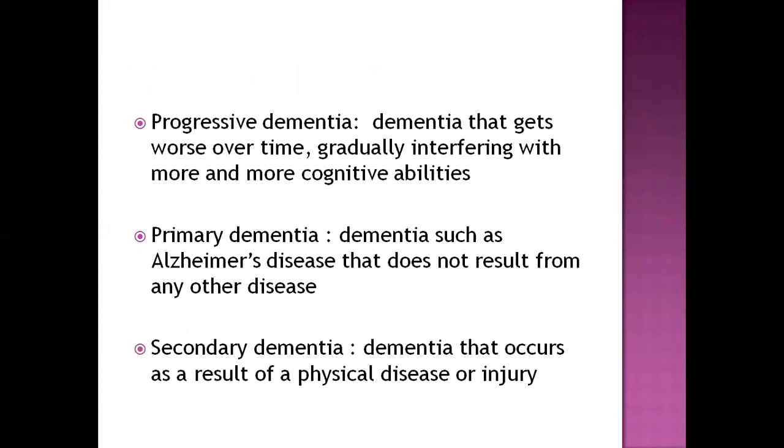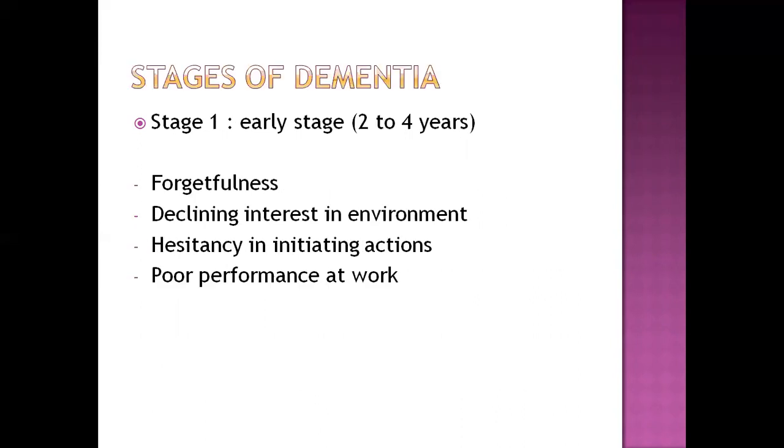Secondary dementia is dementia that occurs as a result of physical disease or injury to the brain. If there is any head injury, if there is any trauma to the brain, then that might cause secondary dementia.